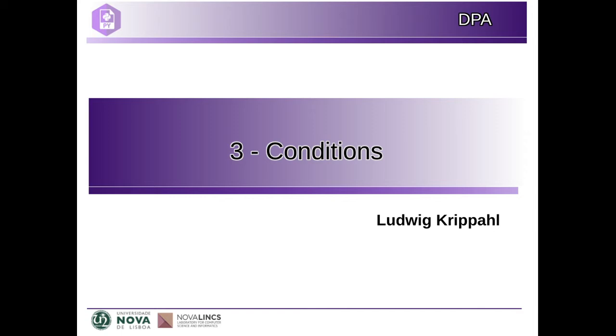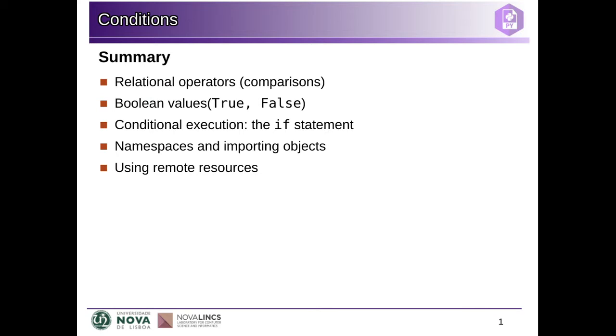So, good afternoon. Today we're going to continue looking at basic elements of Python, and we're going to look at comparisons, so relational operators, these Boolean values which are true or false, and how we can use this for conditional execution. The if statement allows us to write our code in a way that it can respond differently to different circumstances depending on how some conditions are evaluated.